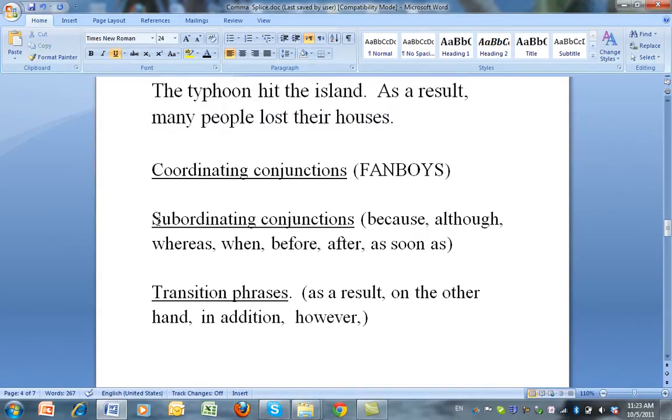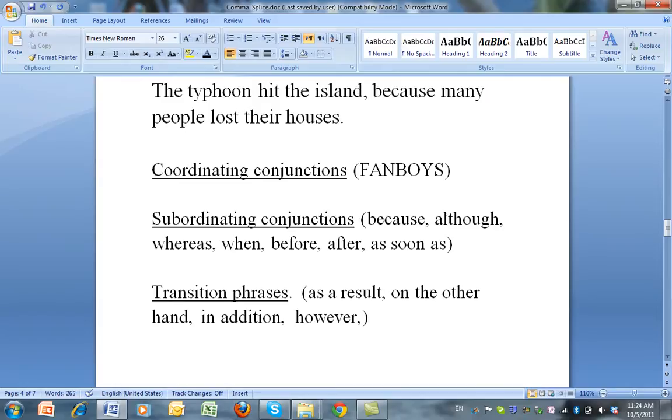Now, subordinating conjunction. Could we use a subordinating conjunction to show the relationship between ideas? Absolutely. It would require a little more thought, because effect is often the opposite of cause. So for example, if I were to put the word because, well, you know, because is a cause and effect type of word. So it says the typhoon hit the island because many people lost their houses.